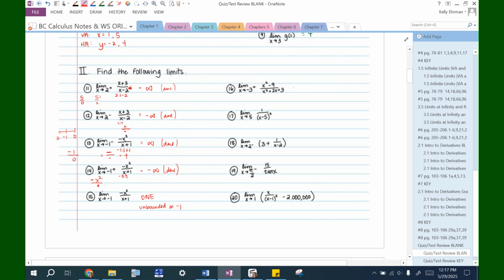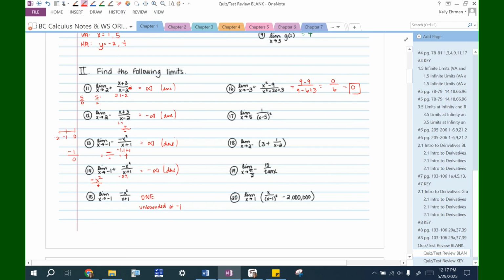So if I just do direct substitution in this, I think I get 9 minus 9 over 9 minus 6 plus 3. Isn't that 0 over 6, which is just 0? So direct substitution worked on that one.